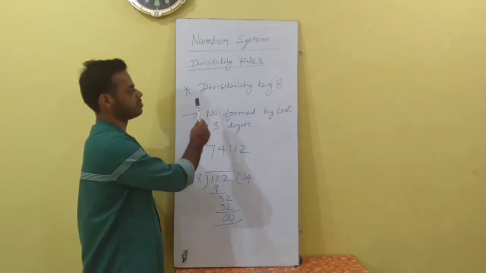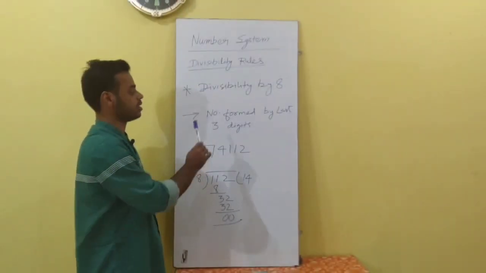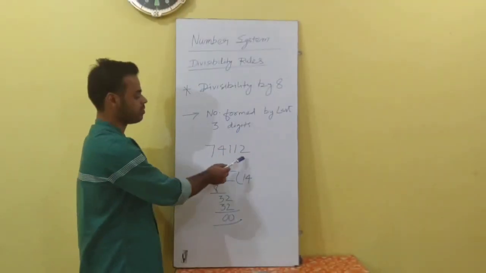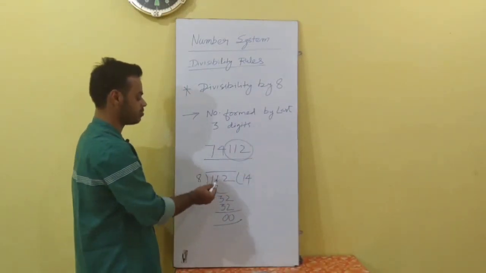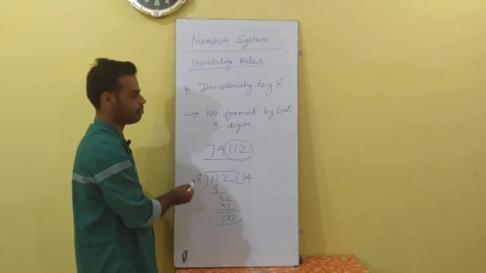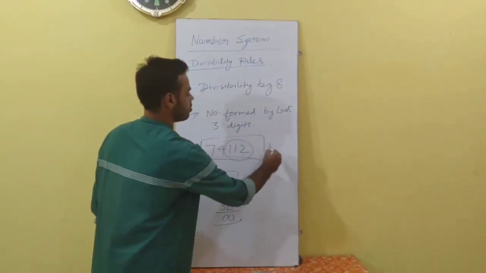So now let us check the divisibility by 8. Here we will check the number formed by the last 3 digits. For example, if we have the number 74112, the last 3 digits are 112, and as we have seen, 112 is completely divisible by 8. Hence this number is completely divisible by 8.